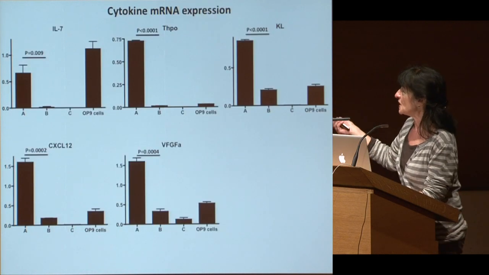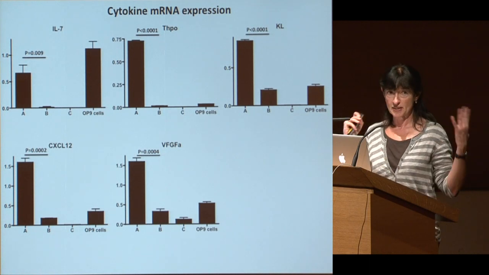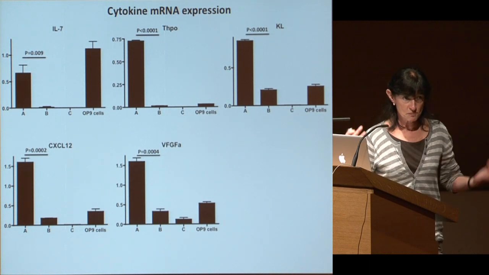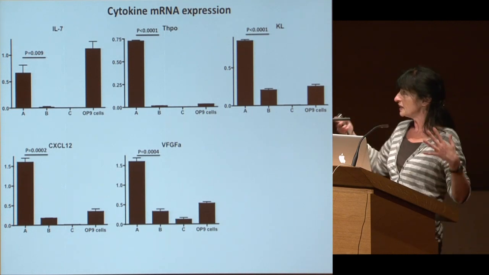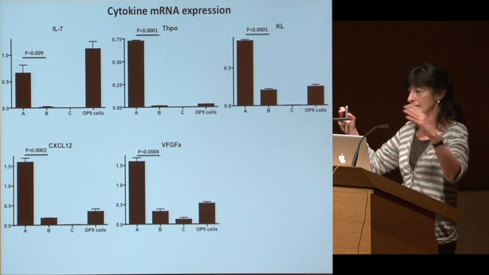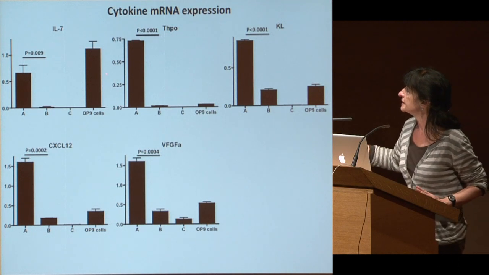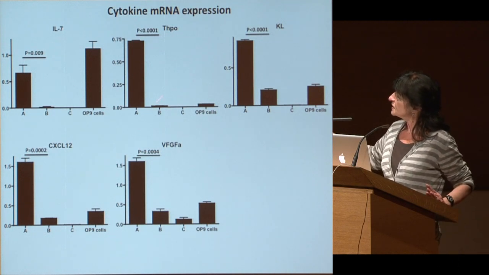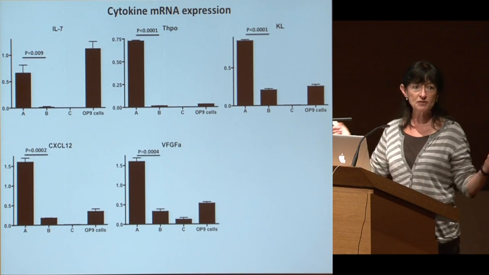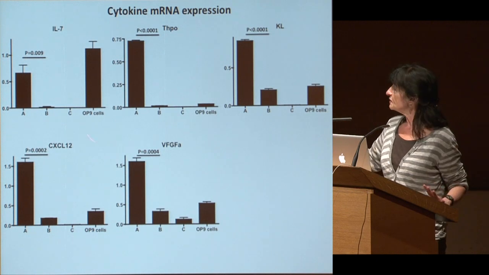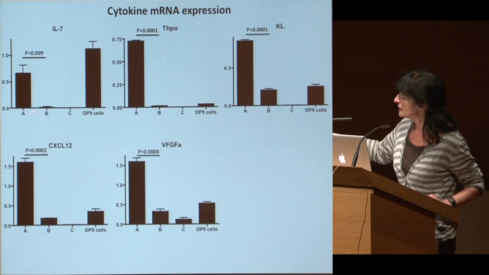And the test we started by doing was a test for messenger RNA for cytokines, because any cell that is supporting hematopoiesis in the fetal liver will probably have to produce some cytokines. And we knew that from many cytokine knockout mice that we had dealt with in the past. So this is a qRT-PCR, compared to the OP9 stromal cells. These are bone marrow-derived stromal cells that we usually use in the lab to differentiate hematopoietic progenitors.